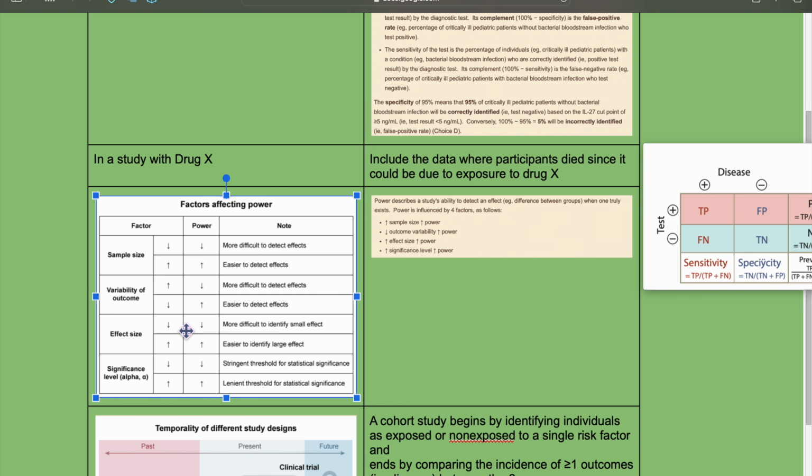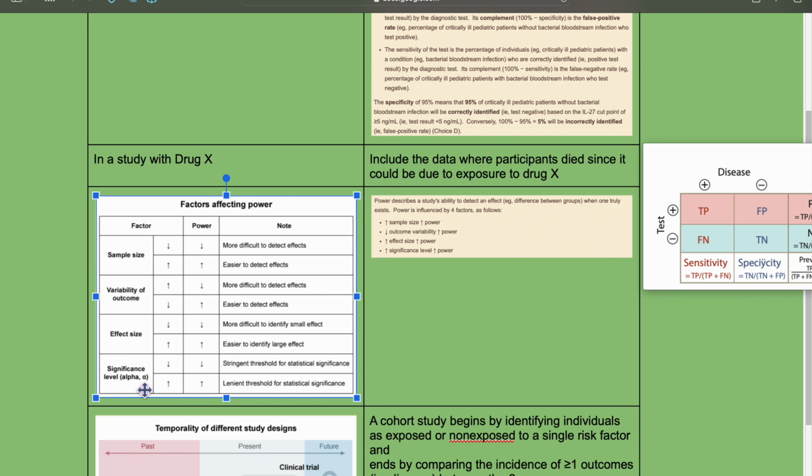Effect size. If the effect size is decreased, power of the study is decreased. It's more difficult to identify small effects, right? And if the effect size is increased, then power is increased because it's easier to identify large effects.